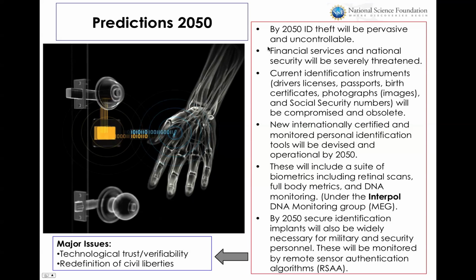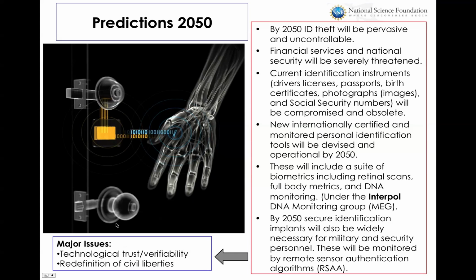So the predictions are that by 2050 ID theft will be pervasive and uncontrollable, that financial services and national security will be severely threatened, that current identification instruments like driver's licenses and other things are going to be compromised and obsolete, that new internationally certified and monitored personal identification tools are going to be devised and actually put in place. And they'll include biometrics, retinal scans, body metrics, DNA monitoring, and by 2050 we project that secure identification implants will be necessary, especially for military and security personnel.